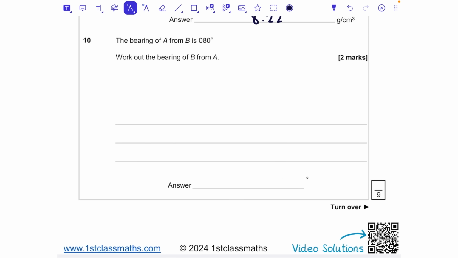Question number 10. The bearing of A from B is 80 degrees. Work out the bearing of B from A. So let's give this a little sketch. 80 degrees going round is going to be just less than a right angle. So like this, the bearing of A from B. So if we're stood at B, from B, this is the bearing of A and it's 80 degrees.